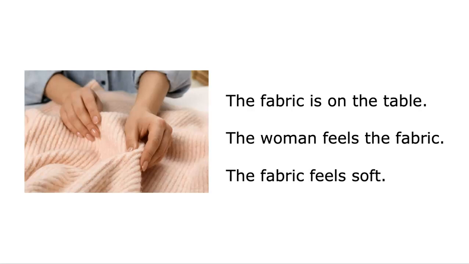Now look at this picture. We have a woman touching some fabric, and here are three sentences. The fabric is on the table, the woman feels the fabric, and the fabric feels soft. First, identify whether each verb is action or linking. Pause the video for a moment so you can think about that.